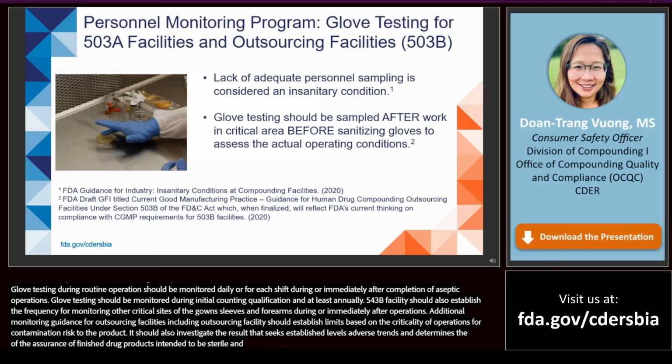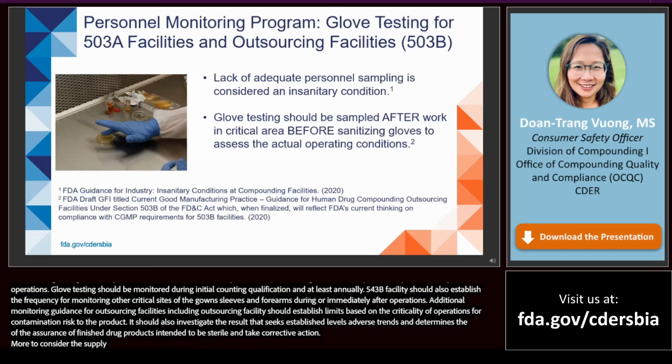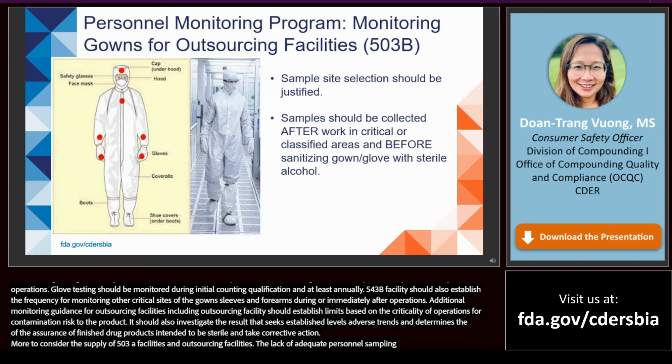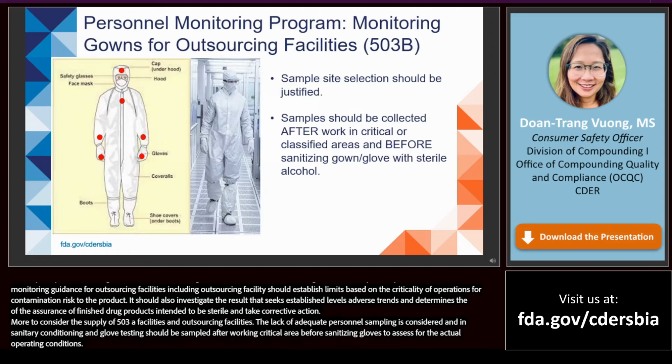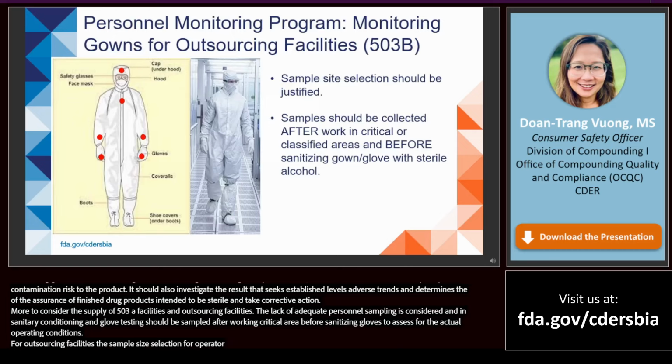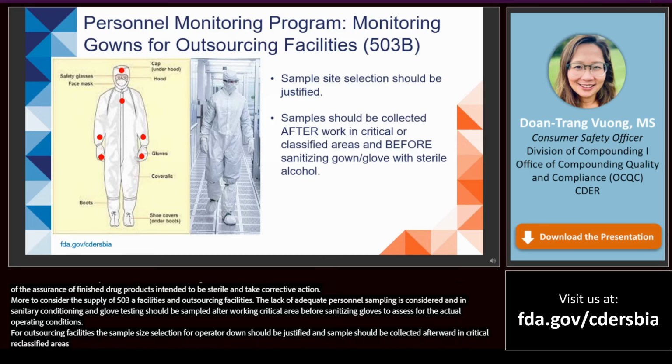More to consider, this applies to both 503A facilities and outsourcing facilities. The lack of adequate personnel sampling is considered an insanitary condition, and glove testing should be sampled after work in a critical area before sanitizing gloves to assess the actual operating conditions. For outsourcing facilities, the sample size selection for operator gowns should be justified and samples should be collected after work in critical or classified areas and before sanitizing gowns and gloves with sterile alcohol.